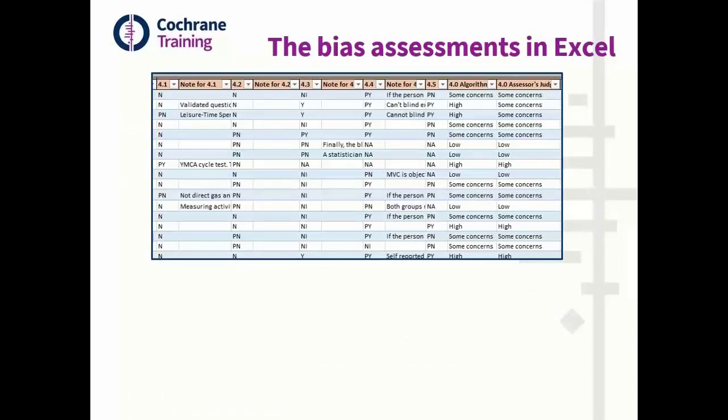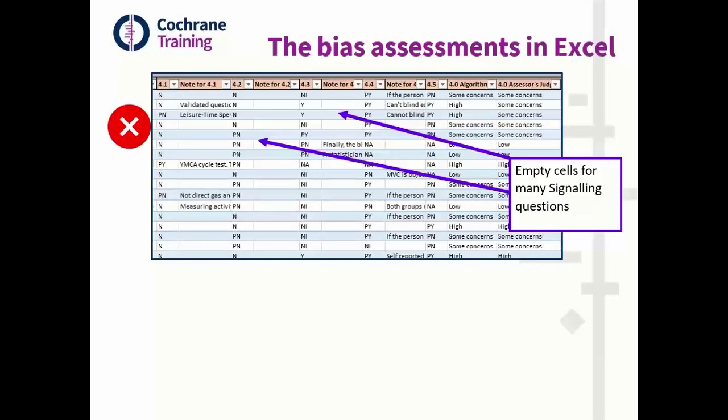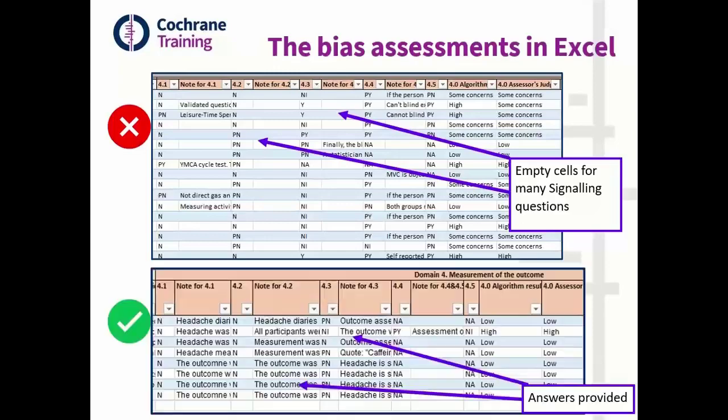If you look in the results view in Excel, it's easy to see if you've completed all of these or if your authors have completed all of these, because these columns here where it says a note for question 4.2 and 4.1 are completely empty. There's very little information in there, and what we'd expect to see is all of the answers provided. Or not answers, the support for the answers provided.